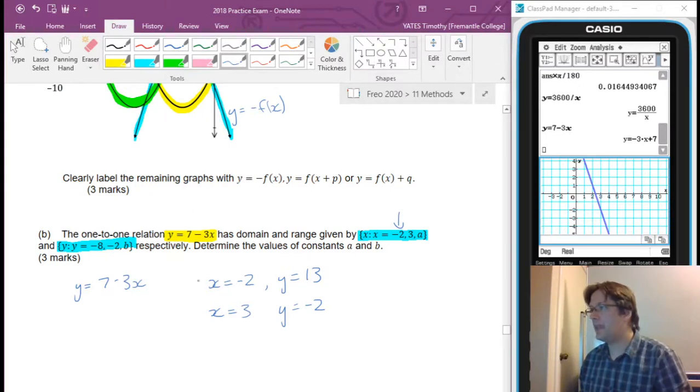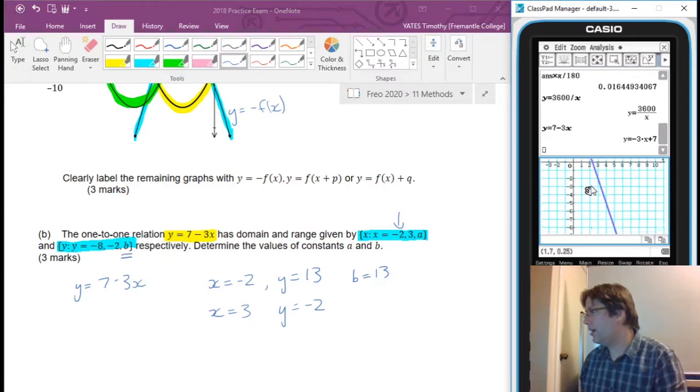And so the other coordinate, we've got to work out. When x is negative 2, y is 13. There's no 13 in the given y values, so that's got to be b. So b has to be equal to 13. When x equals 3, y is negative 2, and that does map up to one that we've got there. So the last one, where y is negative 8, is going to be a.